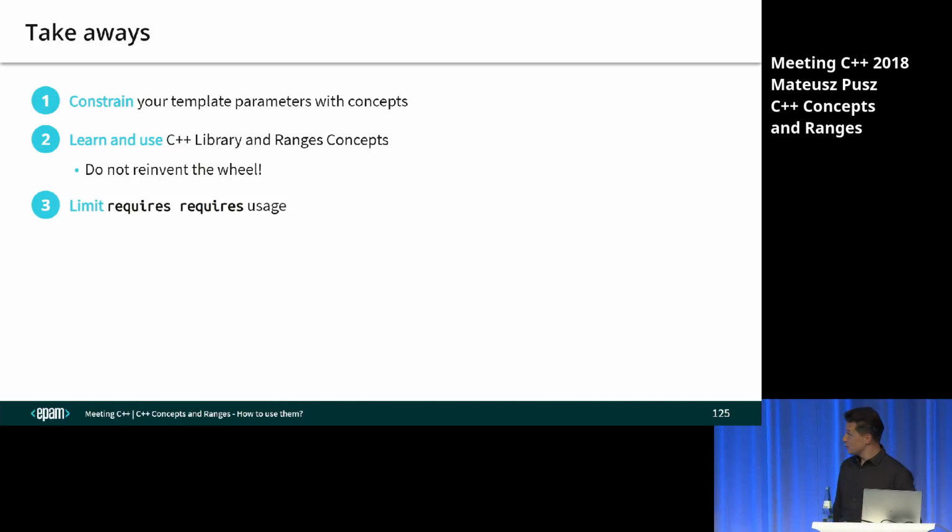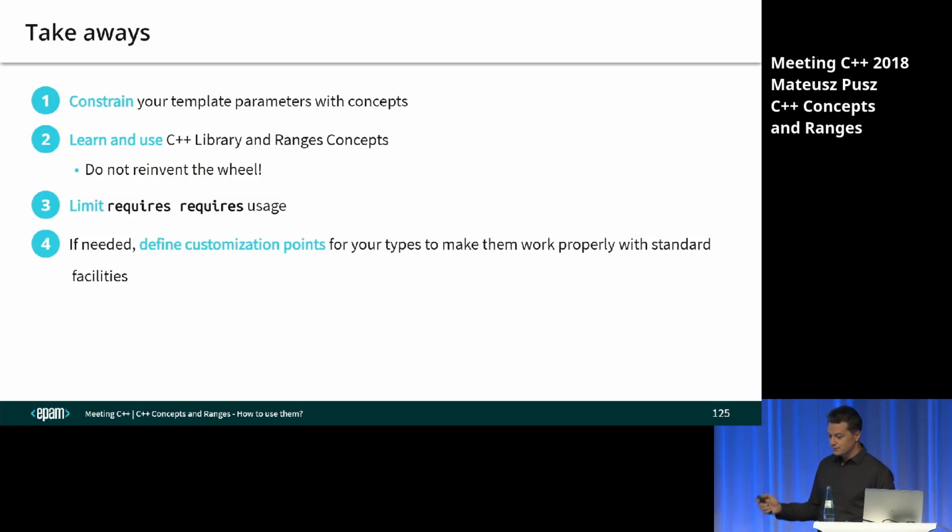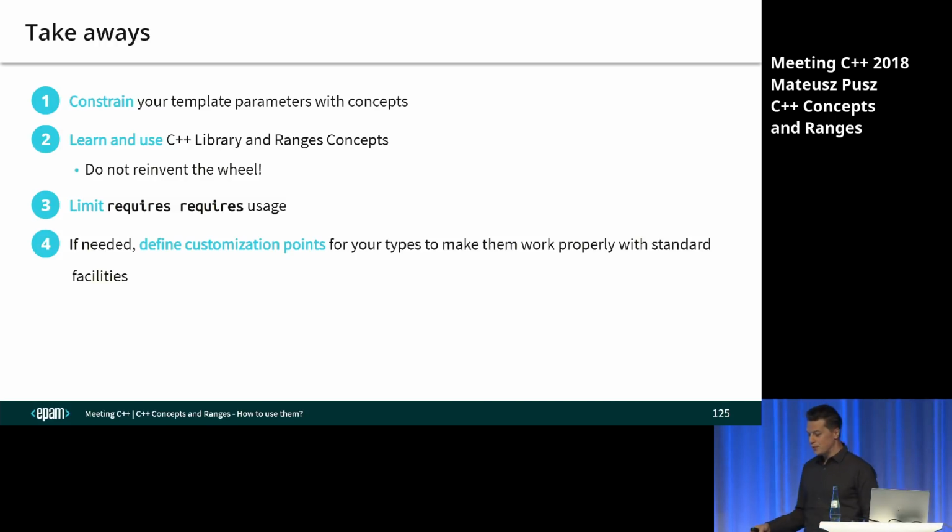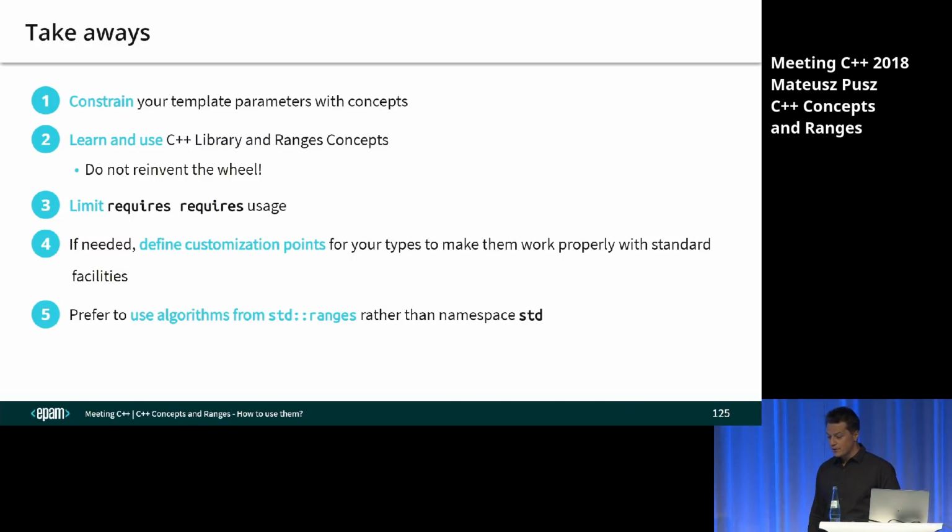Limit requires usage. Do it only if really necessary. Otherwise, create a named concept and use the named concept for those. If needed, provide customization points for your custom types in order to make them work with facilities in the ranges library. Prefer usage of the algorithms from std ranges rather than those from namespace std, because those are safer. They work on ranges and provide you those dangling iterators. They have a lot of benefits there.